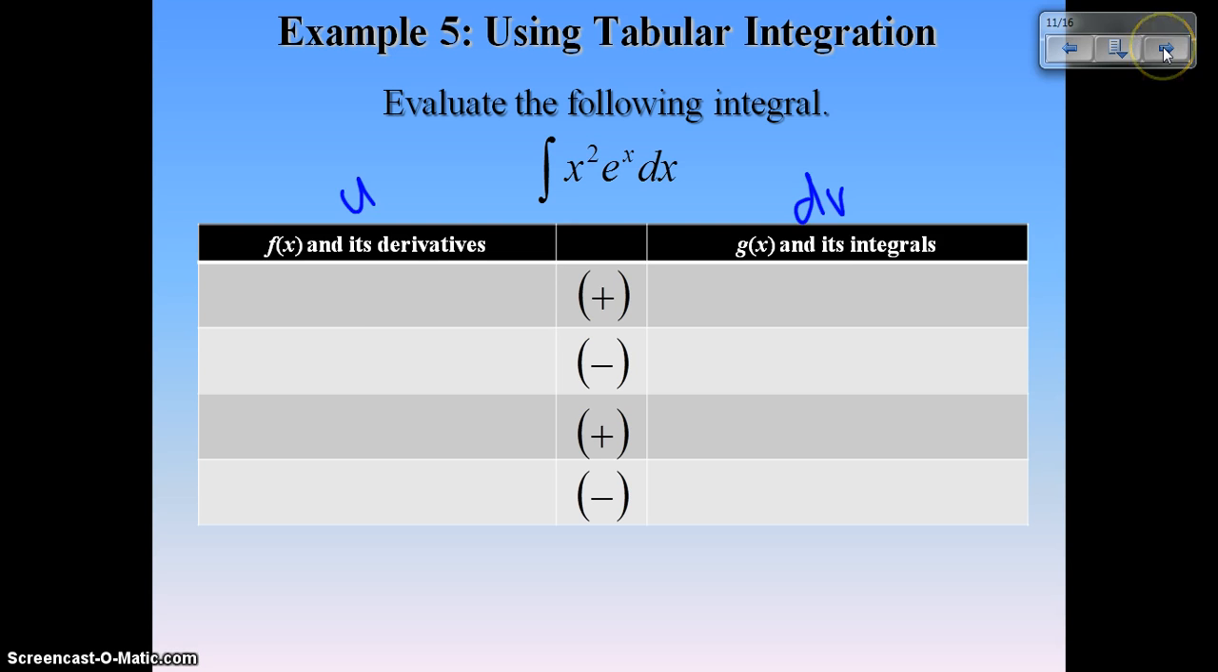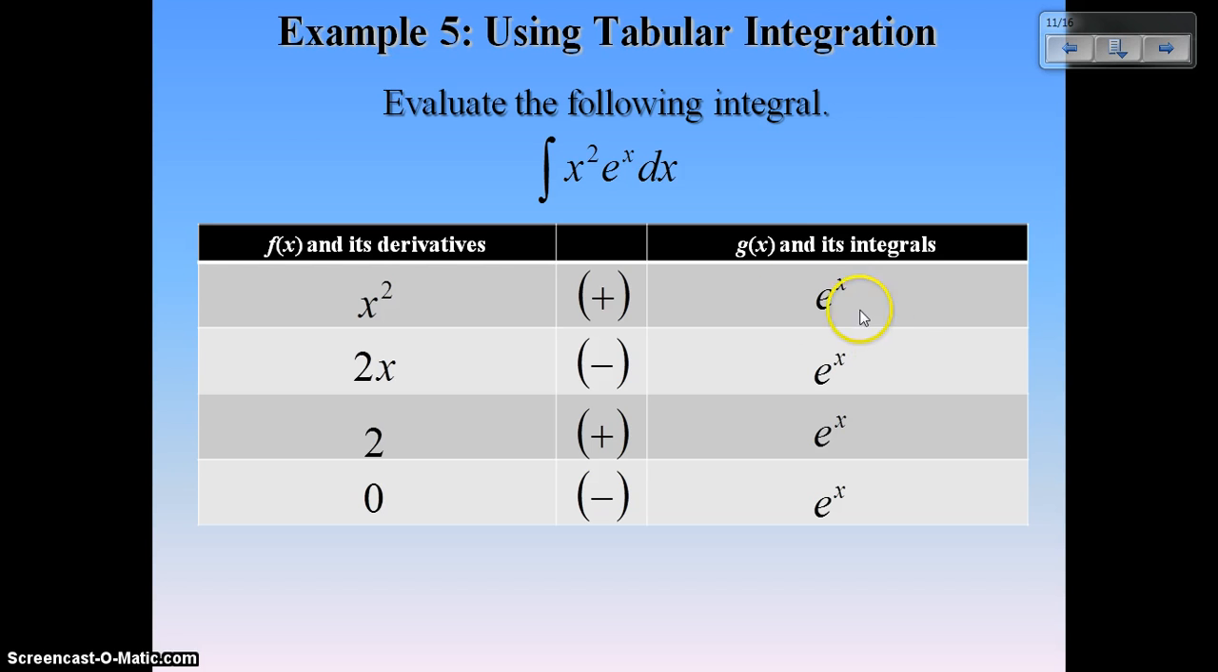Well, the u for this problem would be x squared. Now, its derivative. So what's the derivative of x squared? 2x. The derivative of 2x is 2. The derivative of 2 is 0. And I do take this all the way down to 0. Now, the g of x, or the dv that we had a moment ago, would be what's left over. Well, that would be the e to the x dx. Or we just use e to the x for this part. And the integral of e to the x is e to the x again and again.